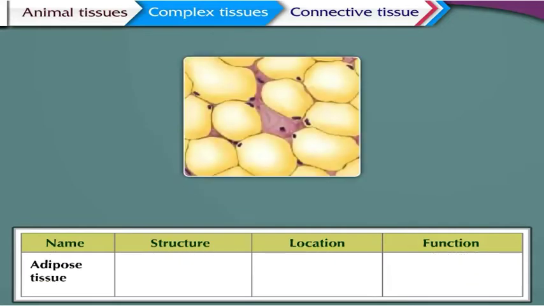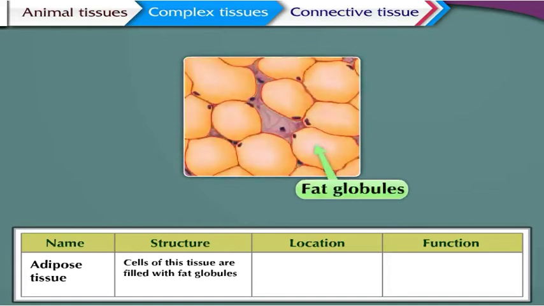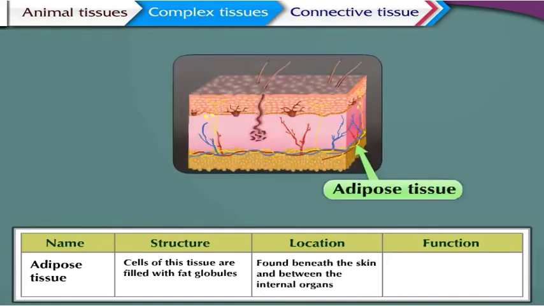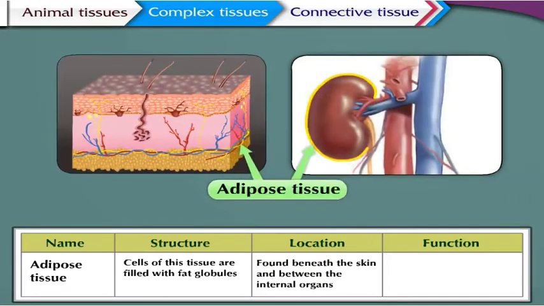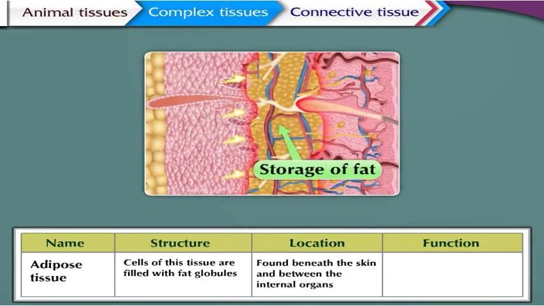Adipose tissue. The cells in this tissue are filled with fat globules. This tissue is found beneath the skin and between the internal organs. Due to the storage of fat, it acts as an insulator and provides energy.